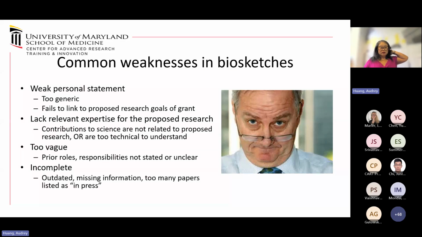And then people use old biosketches and they never update their publications. Things have been in press for the last 5 years, and just don't do that. These are easy editing fixes if you just spend half an hour on your biosketch each time you apply for a grant. Just make it good.